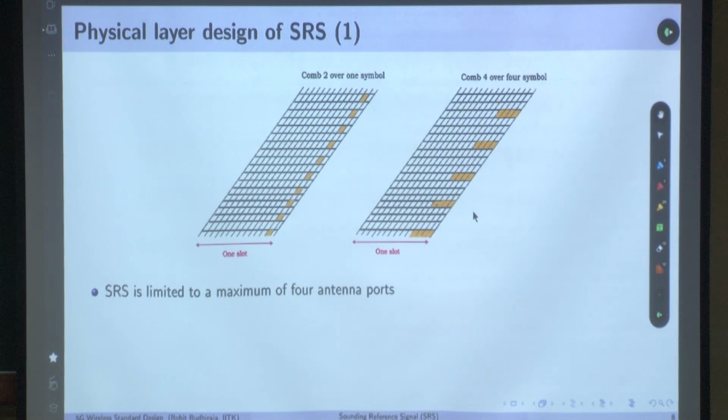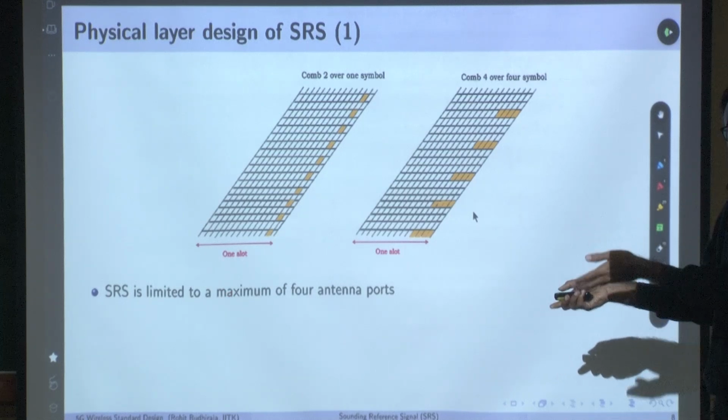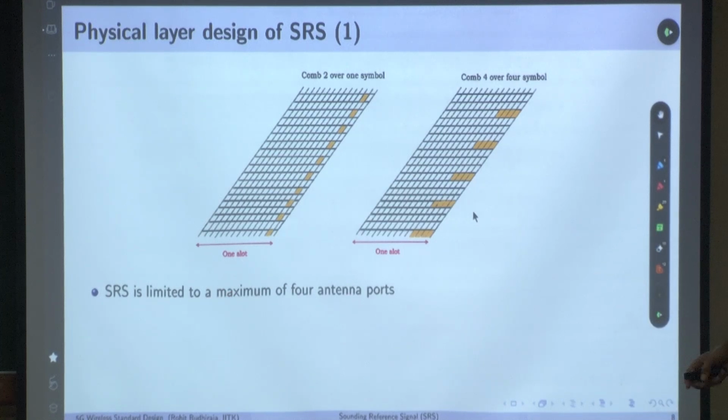That's what people have realized with all the uplink constraints. Let me put it this way: with all the downlink constraints, people have done their simulations and research to figure out that a maximum of 12 layers can be supported in the downlink, but in the uplink only 4 layers can be supported. So you see there is a difference in the way SRS is designed. Only 4 antenna ports.